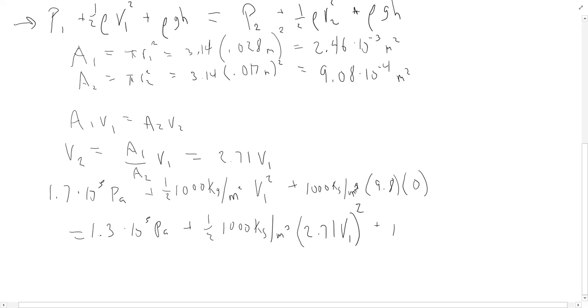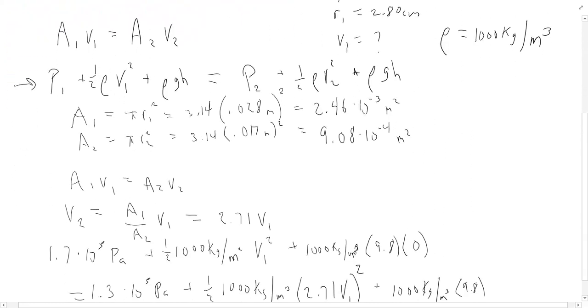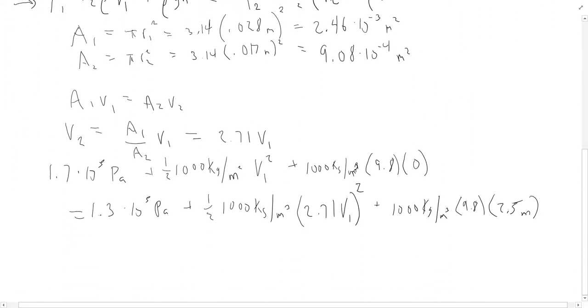And then we have the potential energy term, 1,000 kilograms per cubic meter times gravity times the height, and the height at spot 2 is 2.5 meters. So let's plug all of those numbers into our calculator.